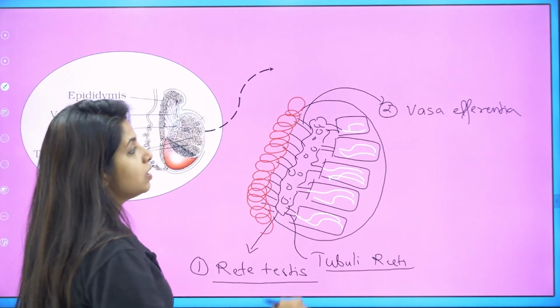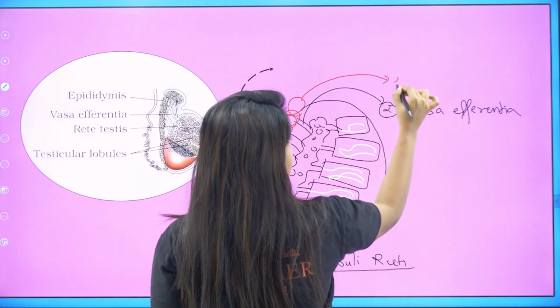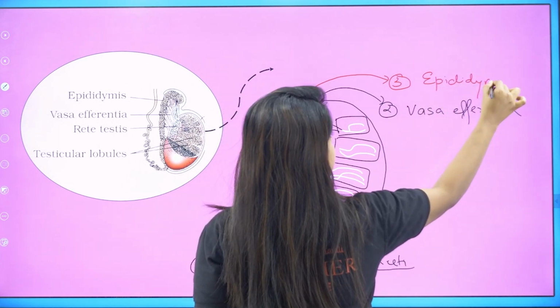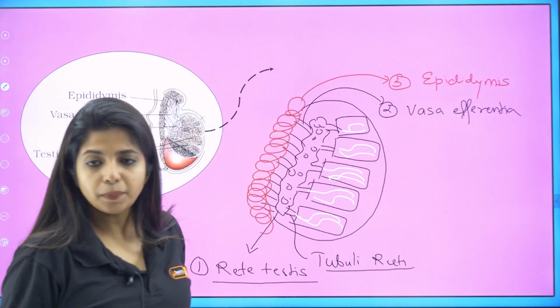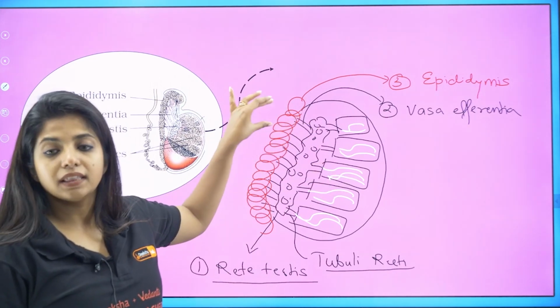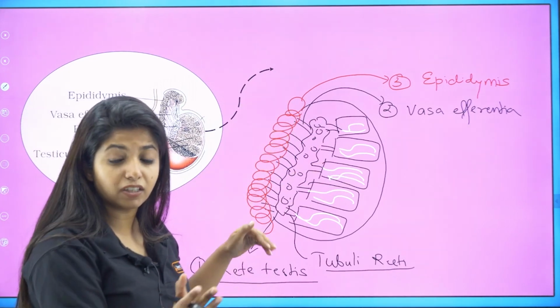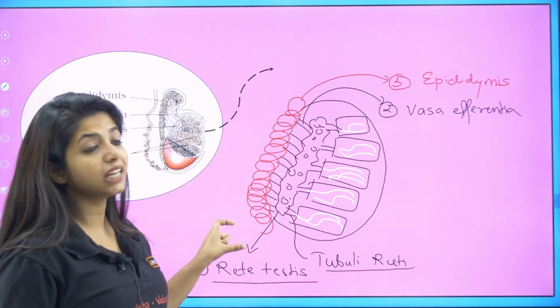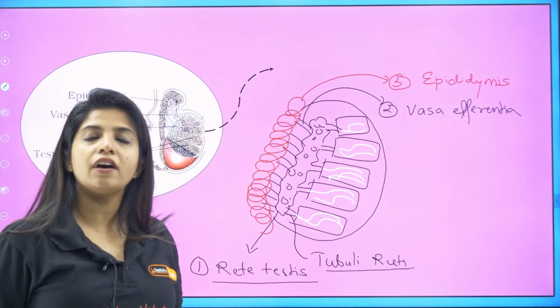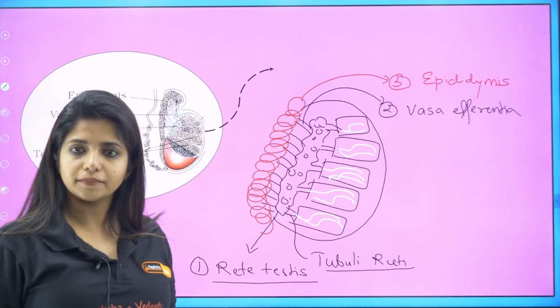And what is the name of this next duct that we have? It is known as epididymis. What do you call it? Epididymis. So first sperms being formed over here, goes to the rete testis, then to vasa efferentia, tries to take an exit, but then gets stuck in epididymis. You know what? If you prolong this epididymis, it is almost around 6 meters long.